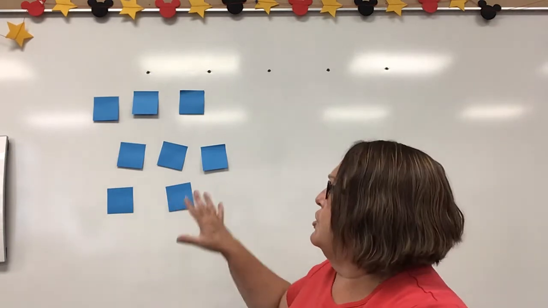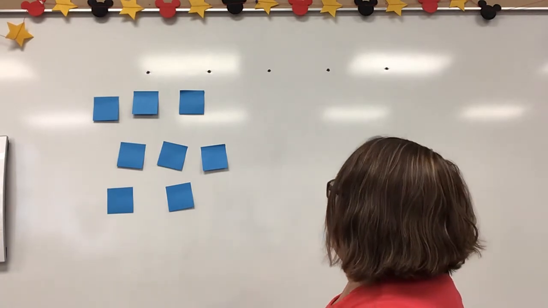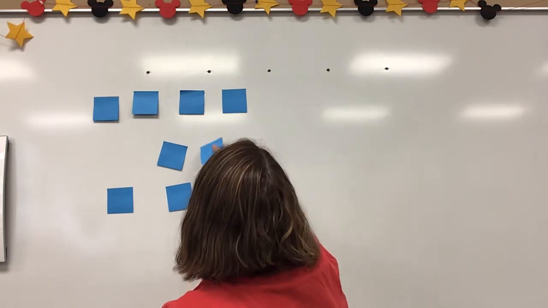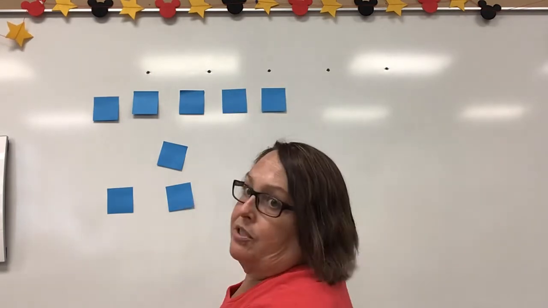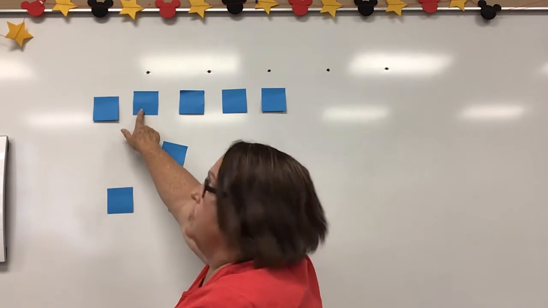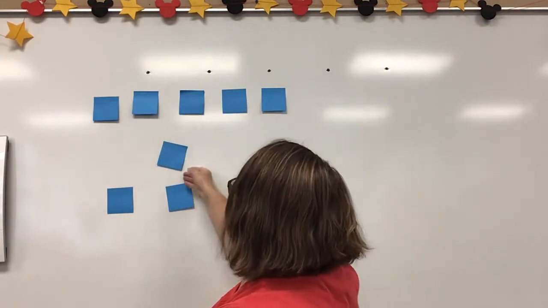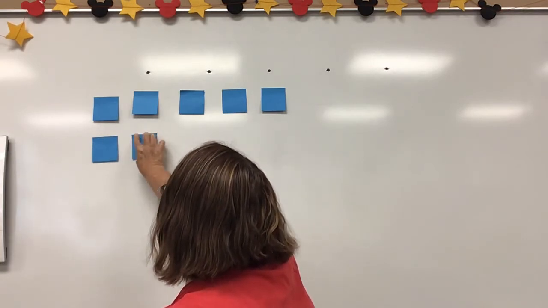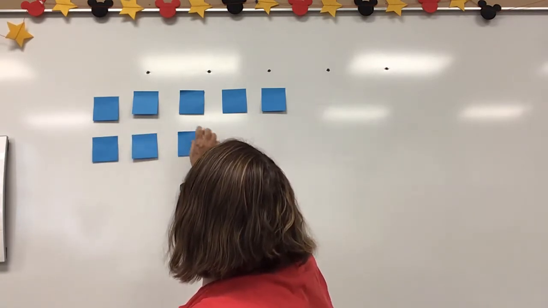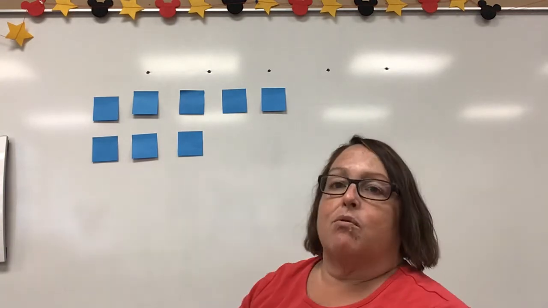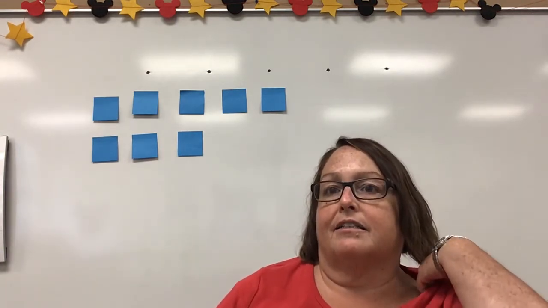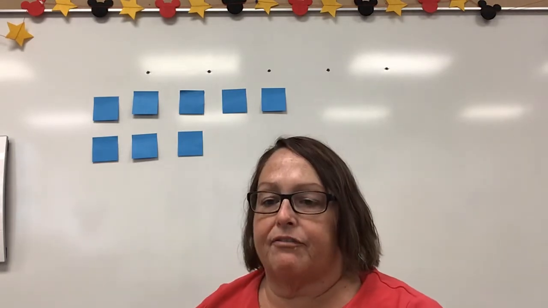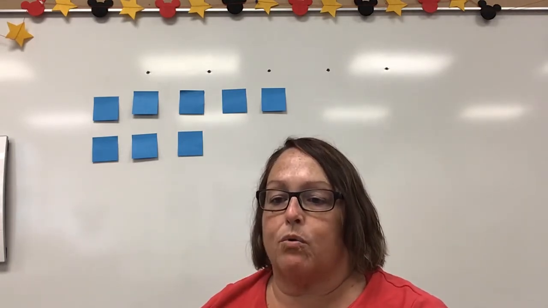What if I rearrange these kind of in a 10 frame size? Because I know there are 5 on a row. So I have 1, 2, 3, 4, 5. So if I put these like they're the second row, how many more do I need to find? 1, 2. I need to find 2 more.